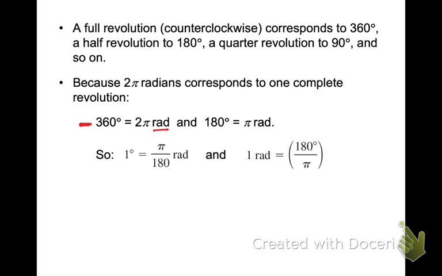So if I have 360 degrees equals 2 pi, then I divide by 2, I get 180 equals pi, correct? My conversion factor, guys, is what? Pi over 180.